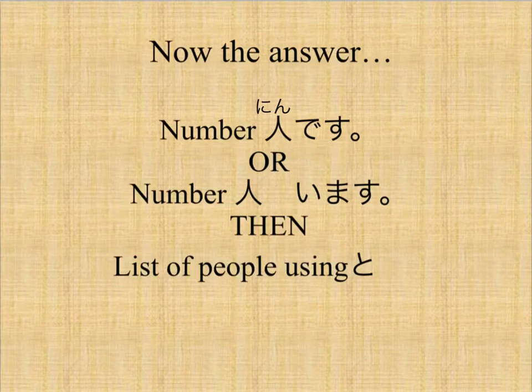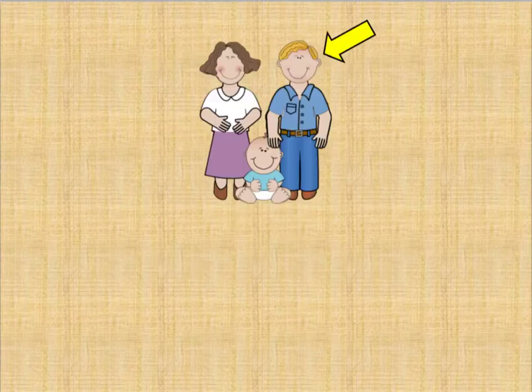The answer is made up of a number plus the word nin for people and either desu or imasu, so that my family is that many people or I have that many people. You then need to list the people using the particle to between each one, meaning and. Let's have a look at some examples.